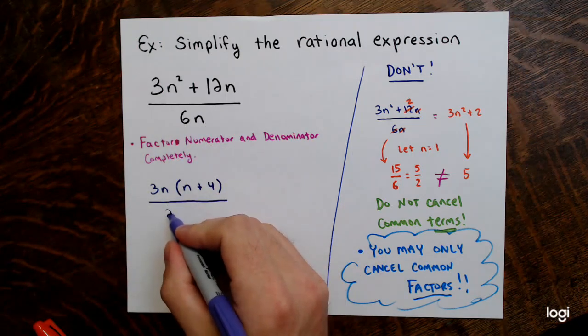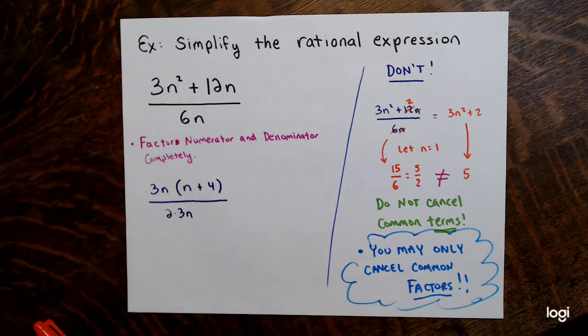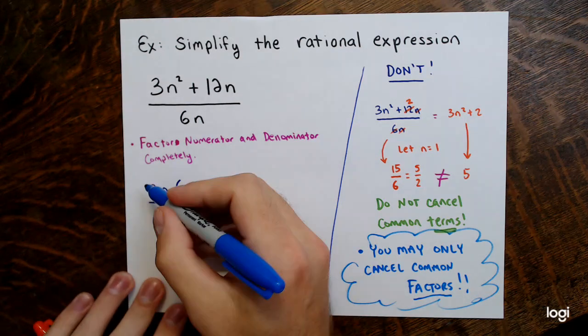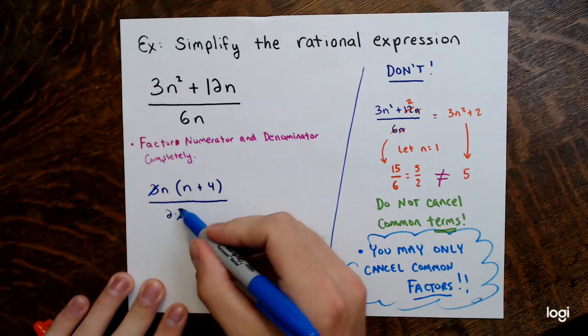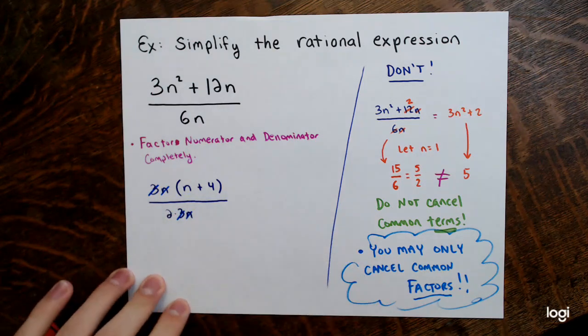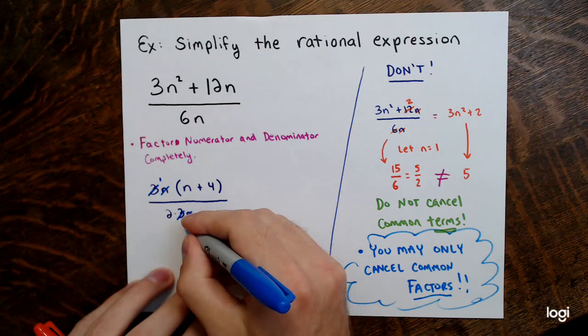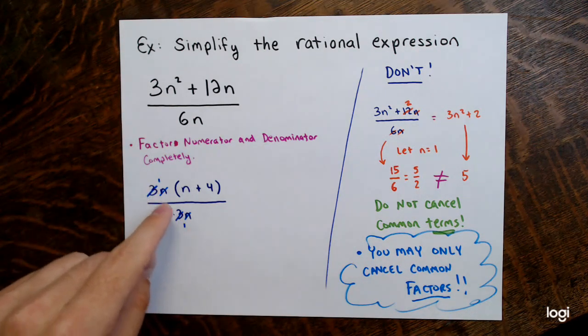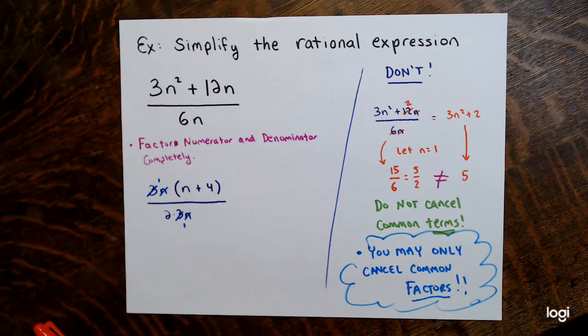6 is 2 times 3, so this is like 2 times 3n, right? 2 times 3 times n is 6n. So if you'd like to do that, take even the coefficient factors down to primes, nothing wrong with that. And then look, I am now seeing a common factor. In fact, I see a couple. They both have a factor of 3, right? And a factor of n. So you cancel those, or they become 1 if you want. You're removing ones. Anything divided by itself is 1. You can think of it that way.